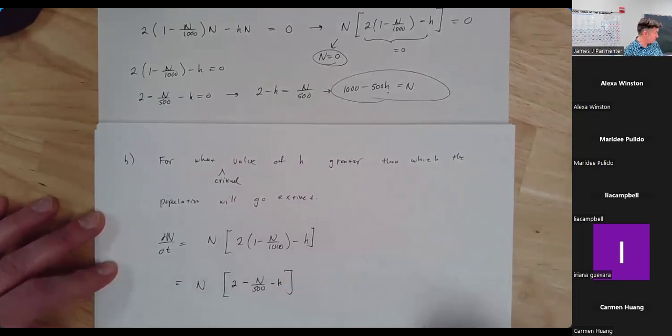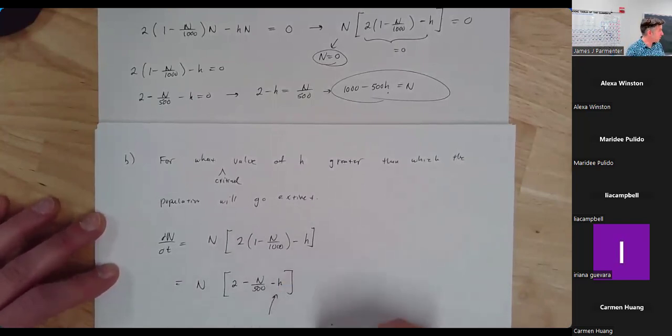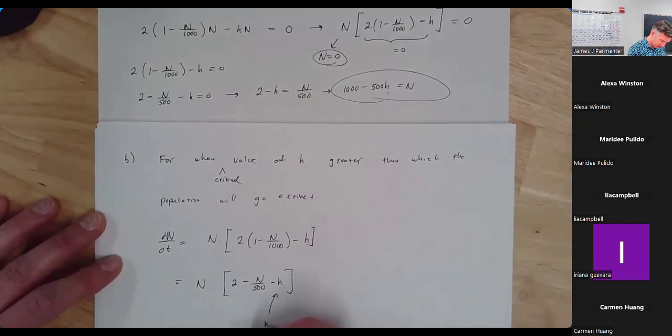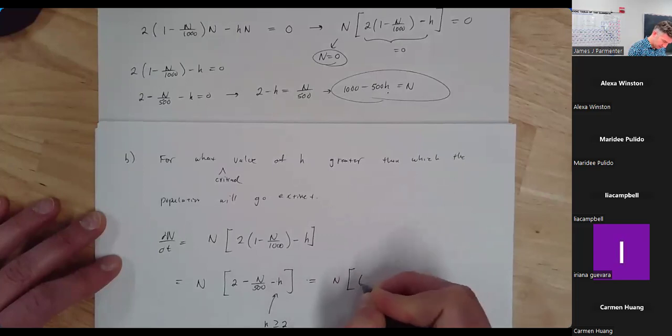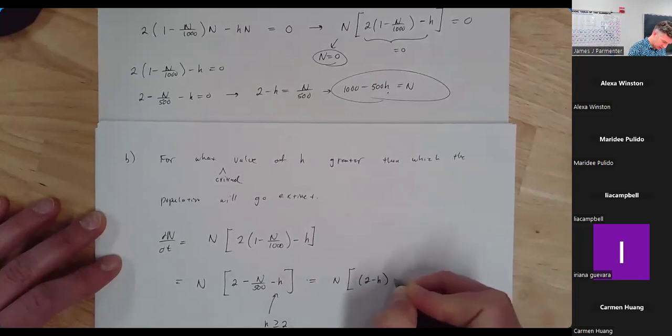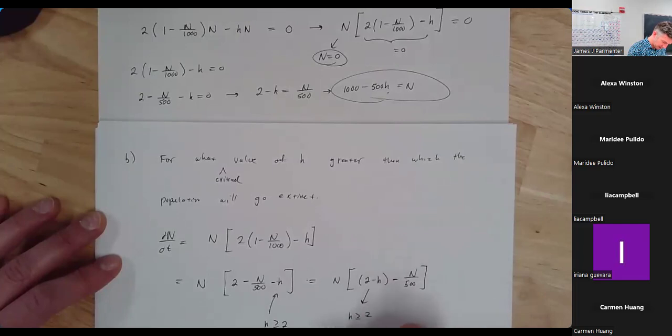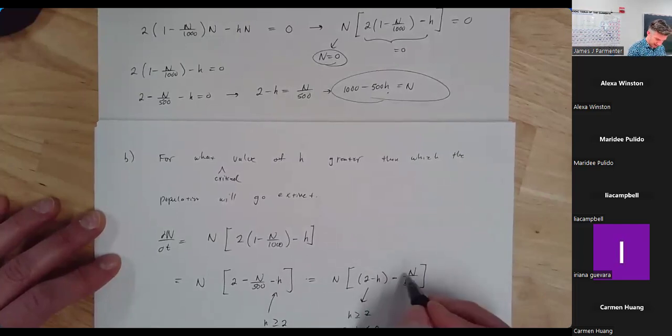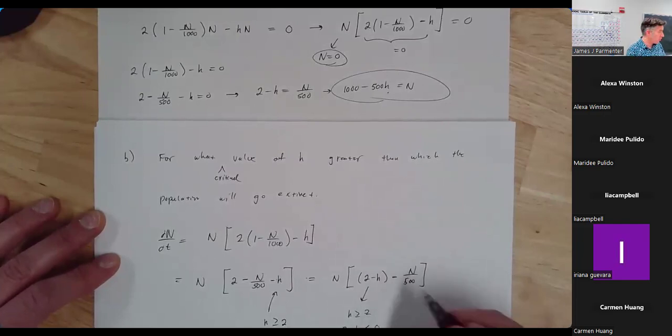And if h is bigger than or equal to 2, then 2 minus h is for sure going to be negative. So that equals n times 2 minus h minus n over 500. If h is bigger than or equal to 2, 2 minus h is for sure negative, minus n over 500 is also negative, and the whole thing's going to be negative.